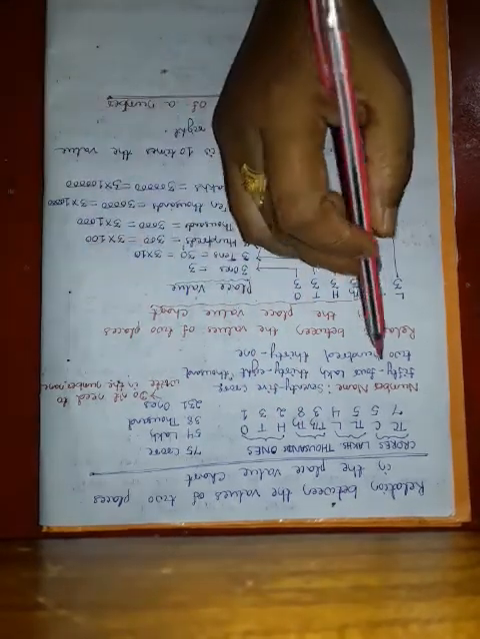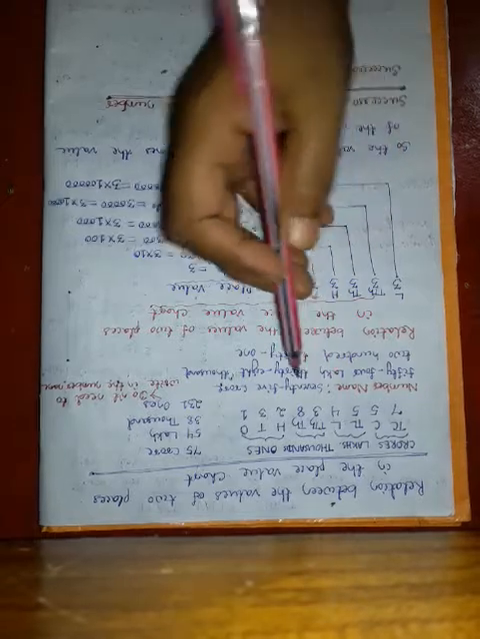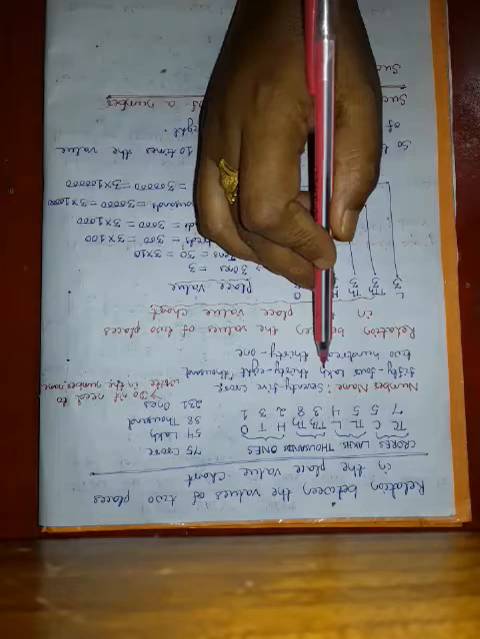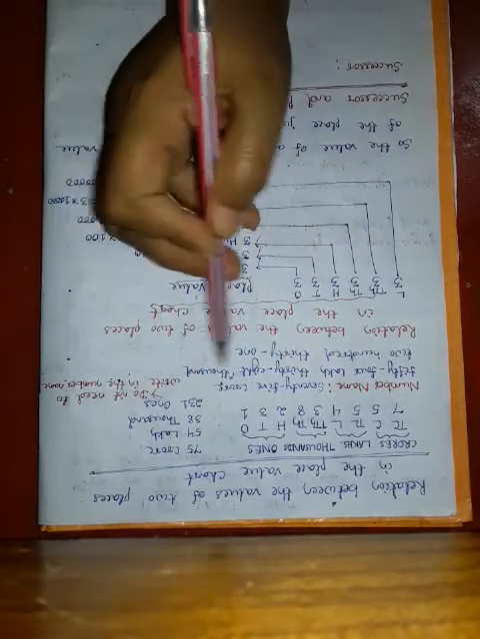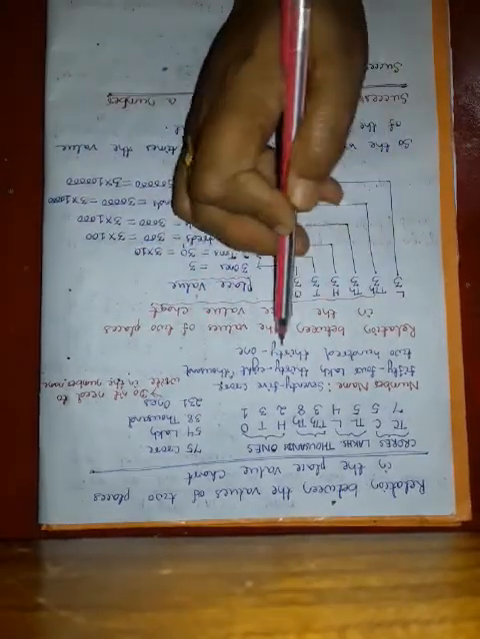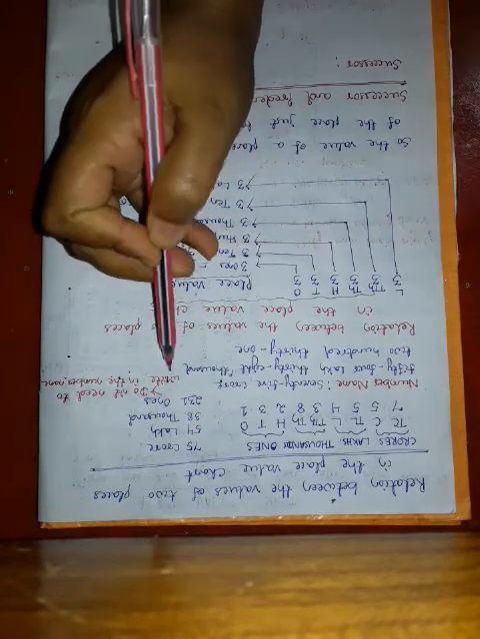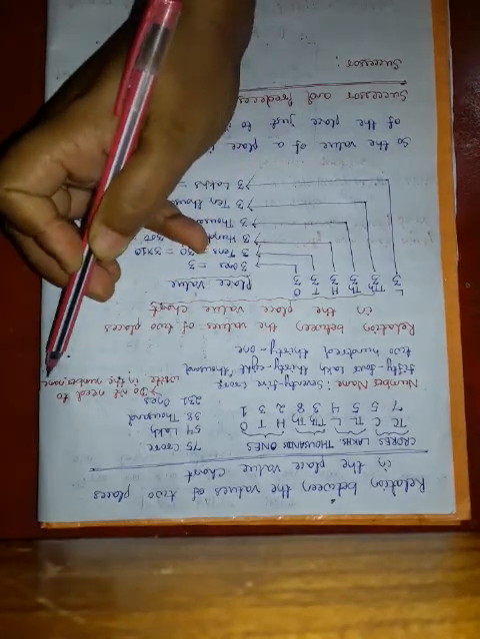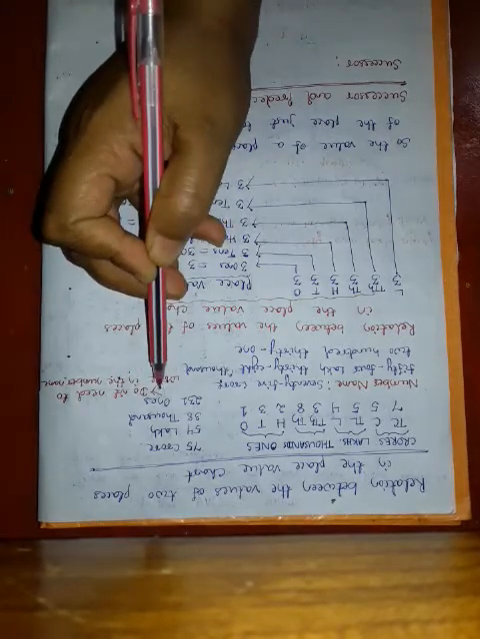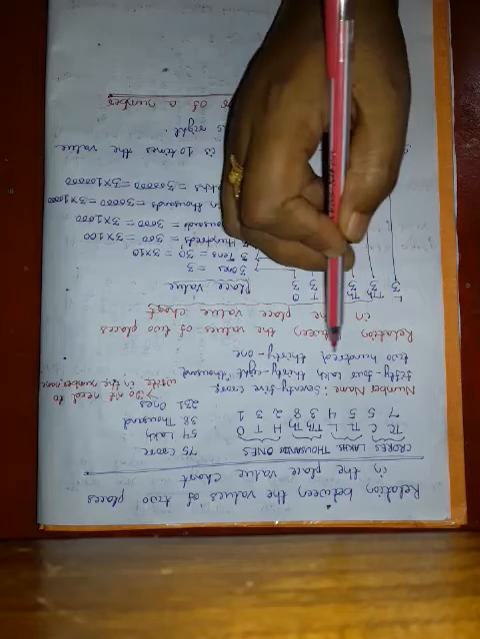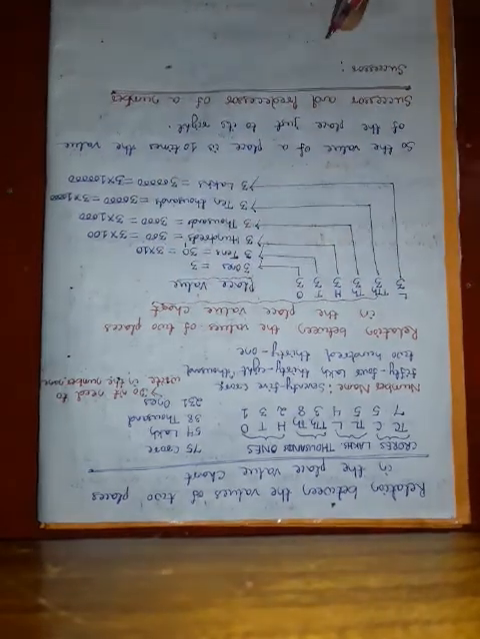Let us write the number name. The number name is 75 crore, 54 lakh, 38,000 and 231. We do not need to write the name of the period ones in the number name. That's why I have written 231.